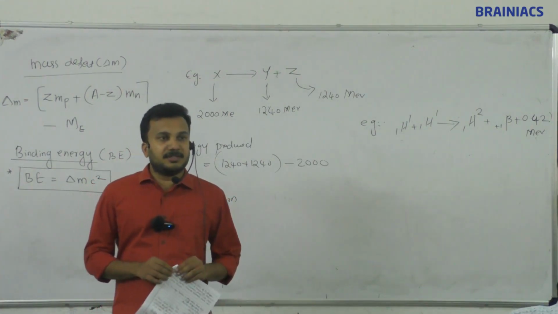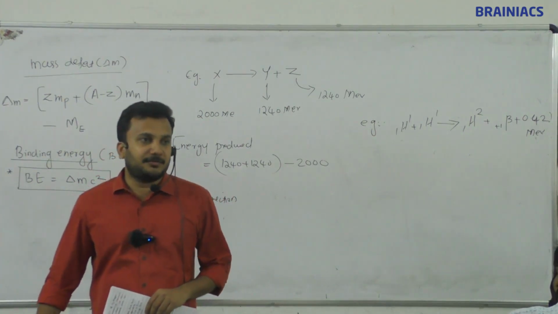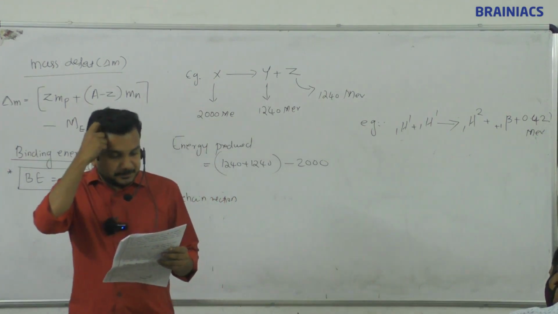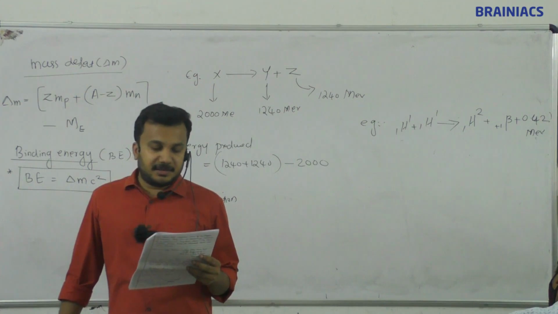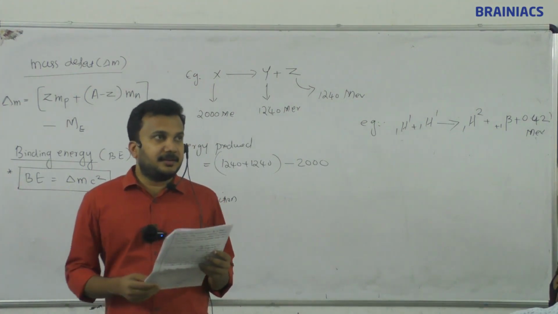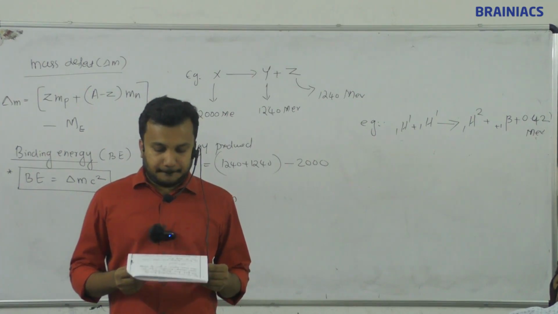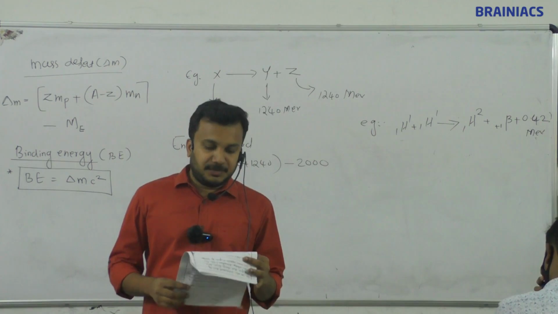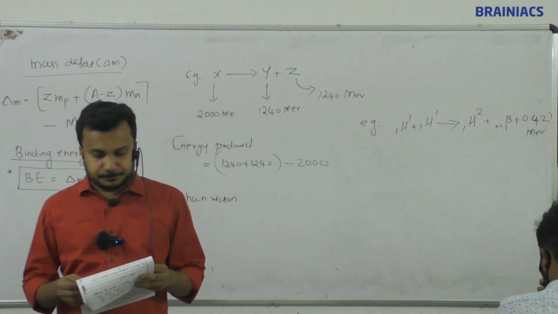Can a heavier nucleus form through the fusion process? No, only lighter nuclei can form through fusion processes. So the binding energy per nucleon, delta BE equals delta m c square, is applicable to nuclear fusion reactions too.